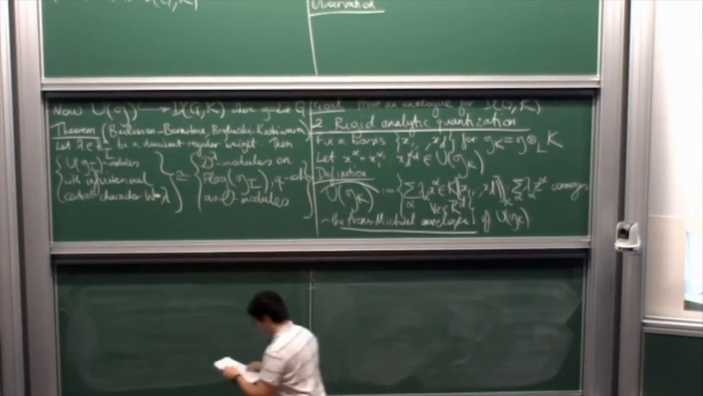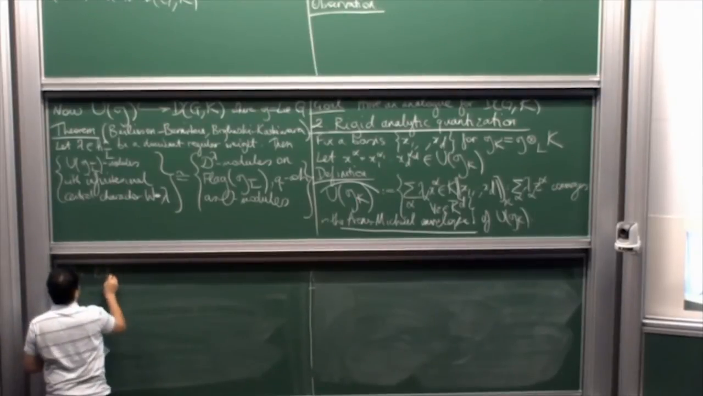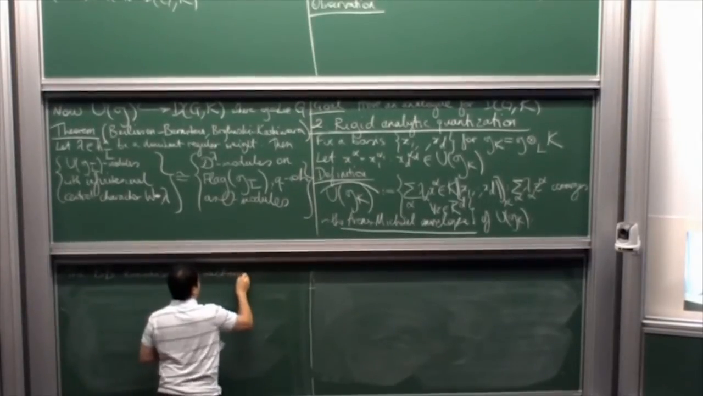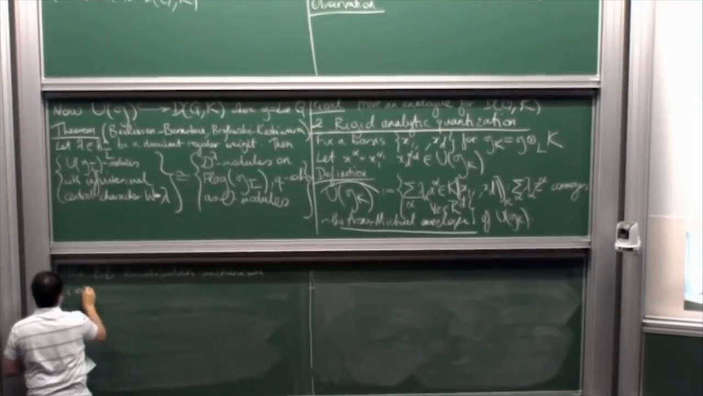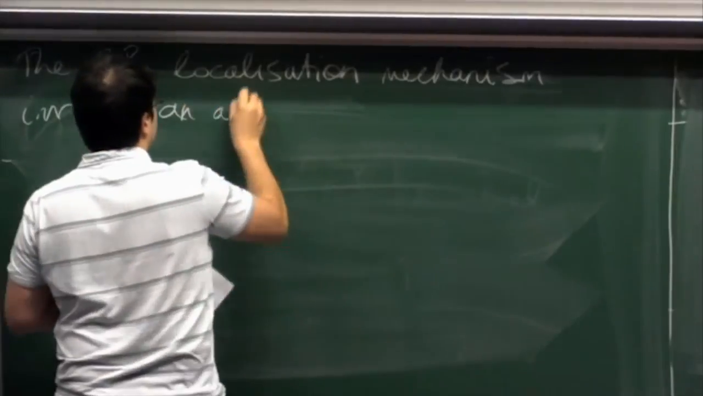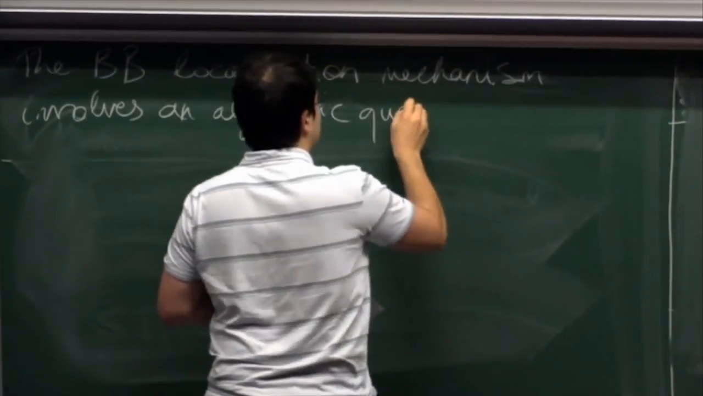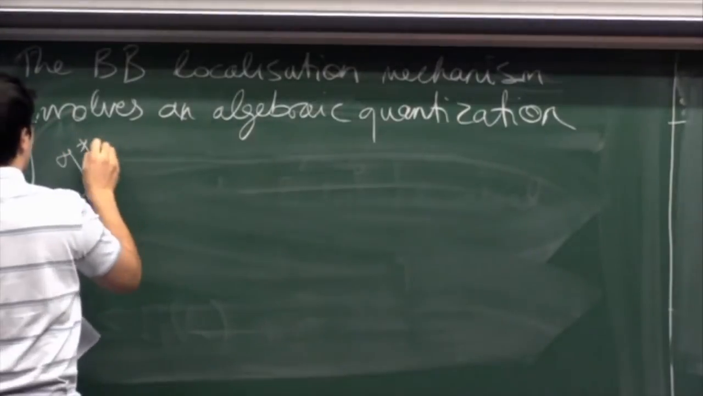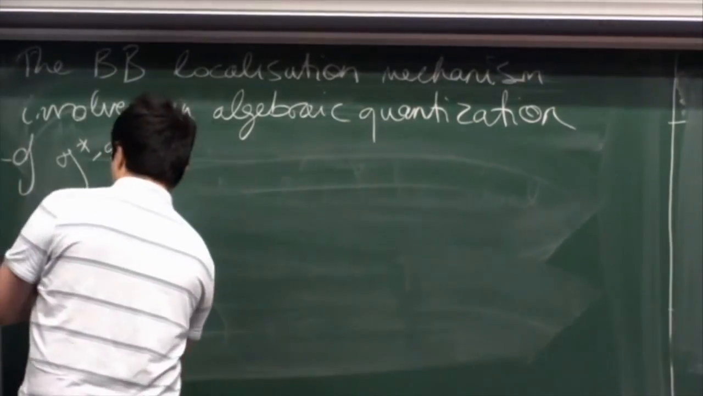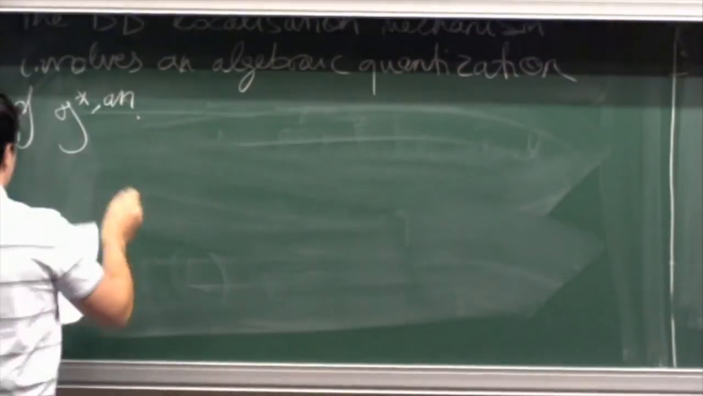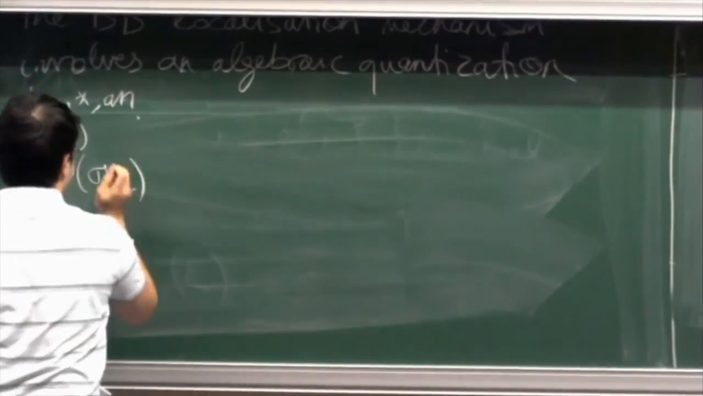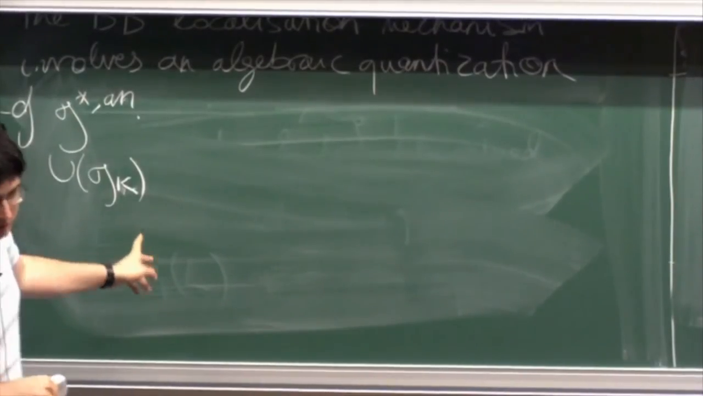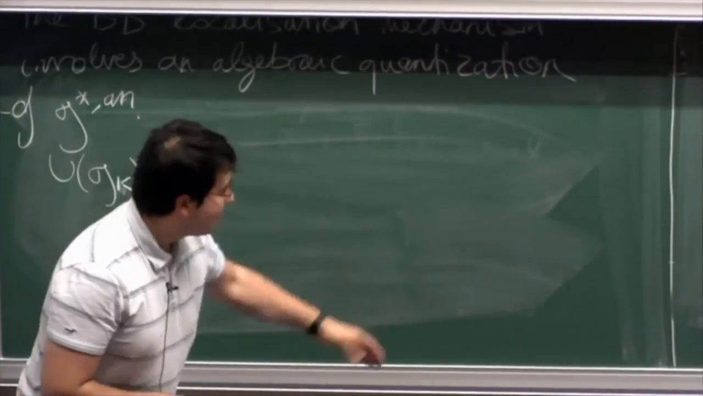So, observation: the way localization works involves an algebraic quantization. So this is intuition. Let me try to make it a little bit more precise. I will write down three rings and two ring maps connecting them, which are non-commutative, which are filtered, whose associated graded are geometric.